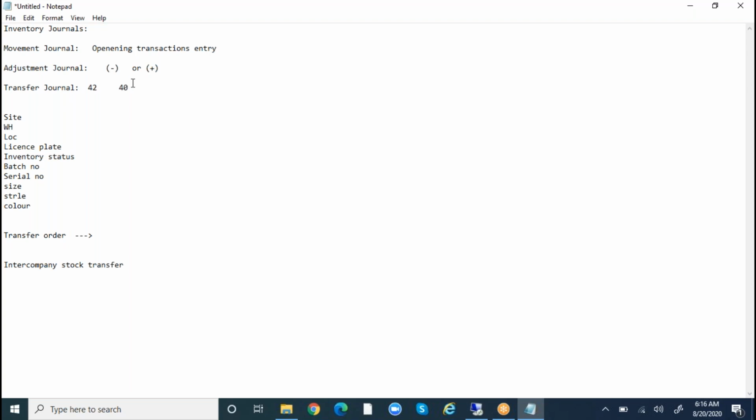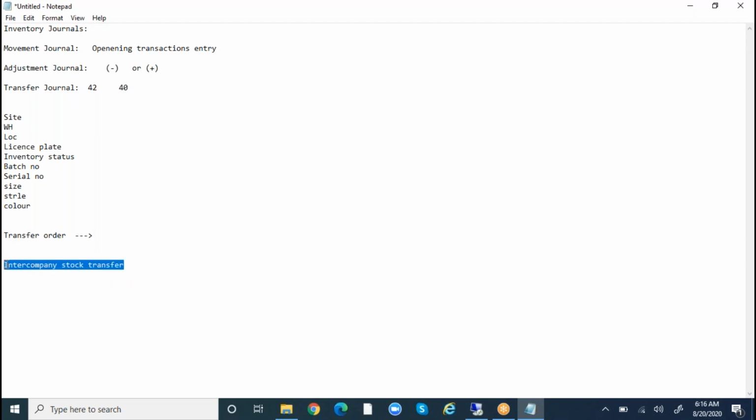Okay, this is transfer journal, similar naming convention. That's why I'm comparing. Transfer journal means from one inventory value to another inventory value. If you want to change, then it is a transfer journal. Transfer order means if you are moving the stock from one warehouse to another warehouse, then it is different.